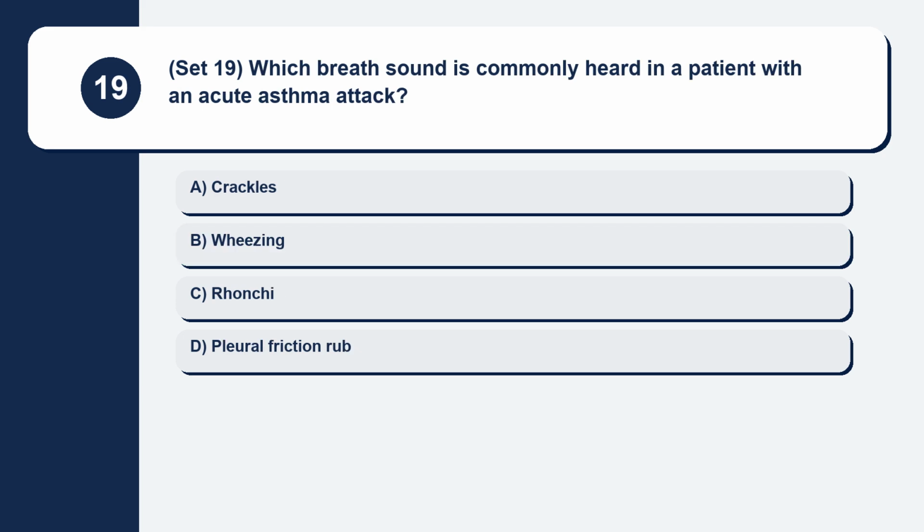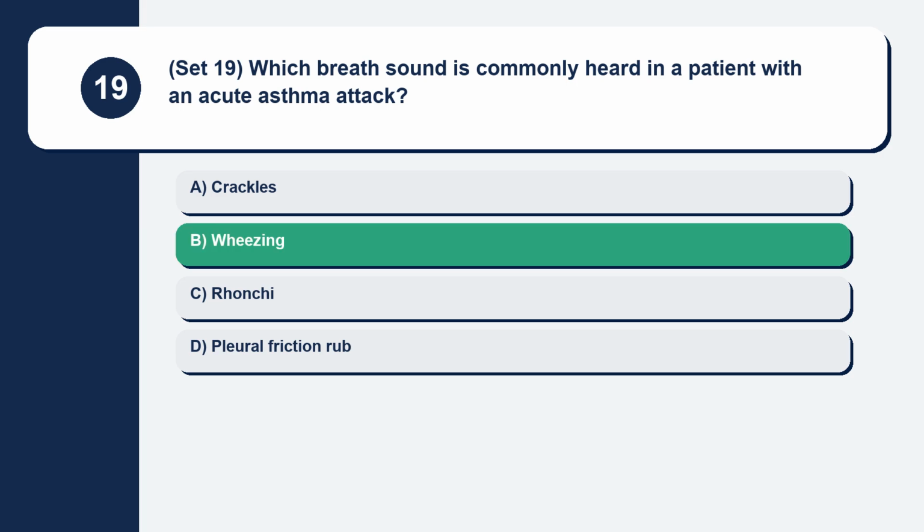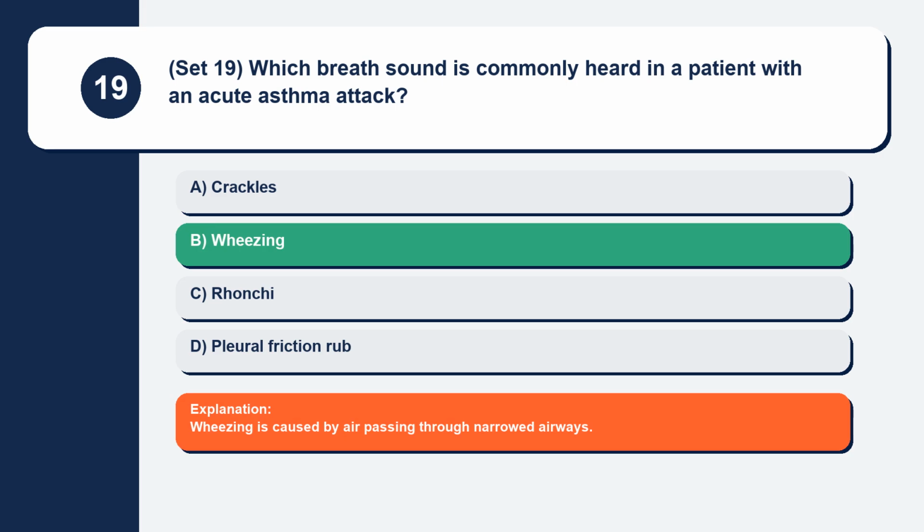Question 19. Set 19, which breath sound is commonly heard in a patient with an acute asthma attack? Crackles, wheezing, rhonchi, pleural friction rub. Wheezing is caused by air passing through narrowed airways.